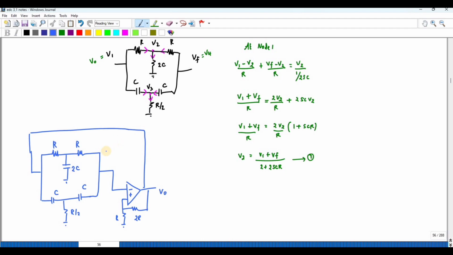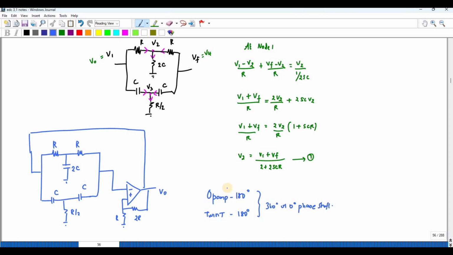So first, let us see how it will produce a 360 degree phase shift. This op amp is producing a 180 degree phase shift, and this RC network, that is the twin T network, will produce another 180 degree phase shift. Therefore we have 360 or 0 degree phase shift. This is one of the criteria for oscillation, right? And we know that the modulus of A beta is equal to 1. So let us derive this.